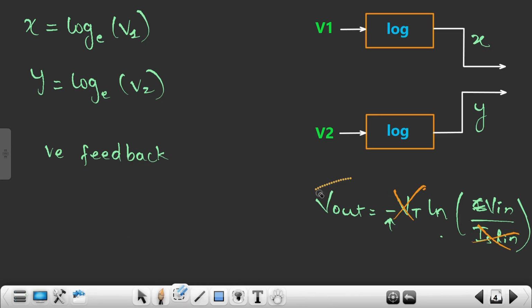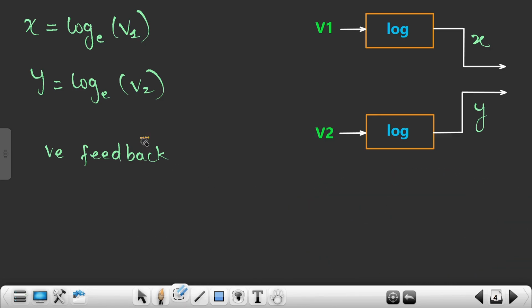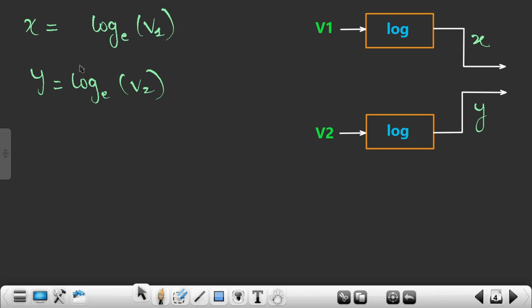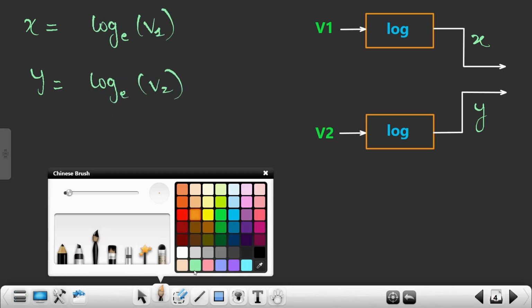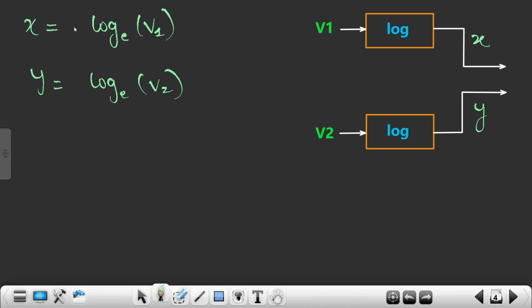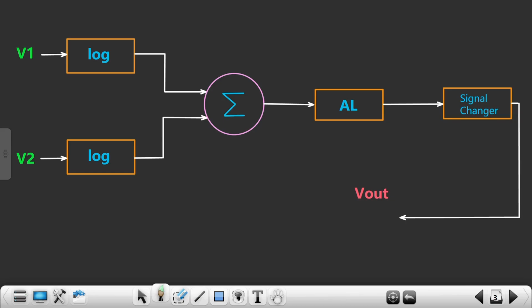Okay, so now let me erase all of the thing. Let me erase this as well. Now let me just add the negative sign over here. So let me move it somewhere over here. Let me move this as well somewhere over here. Now let me just add one negative sign. So this will be X is equal to minus log to the base of E times V1, and Y is minus log to the base of E times V2, right? Great. Now you see it is getting supplied to the adder, right?